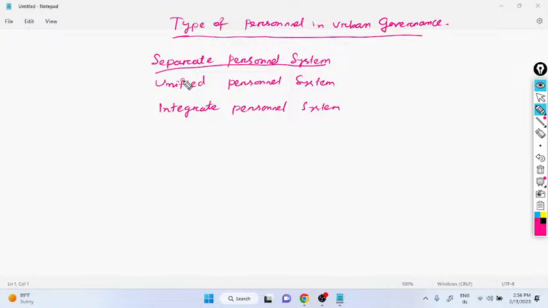It is not prevalent in India, rather in foreign countries. So we can conclude that in this personnel system, the municipal authorities hire their own staff, and the staff work for the municipalities until they retire, and all the terms and conditions are decided by the municipal authority. They are not transferable to other municipalities. So that is your separate personnel system.